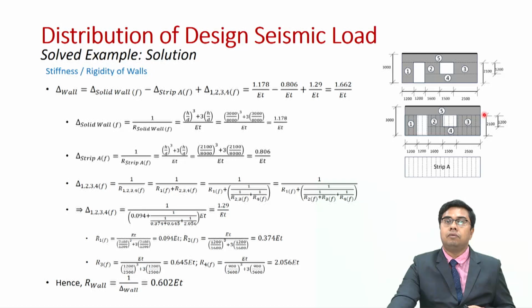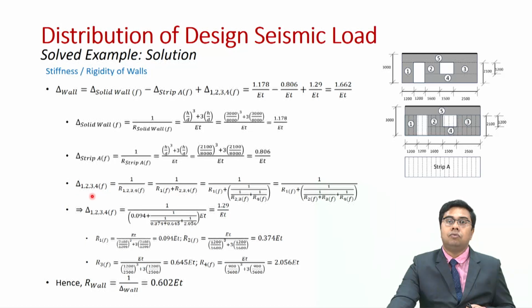If you recall from the last lectures, we have also mentioned that the tops of all the openings should be kept at an identical level, so that we can provide a lintel beam throughout. Okay. Then upon substituting these values, we get the value as 0.806 upon ET for delta strip A.